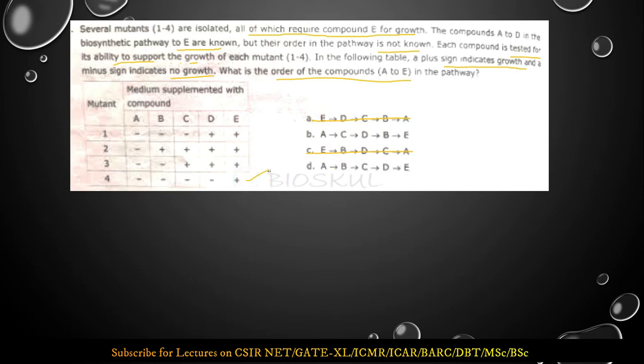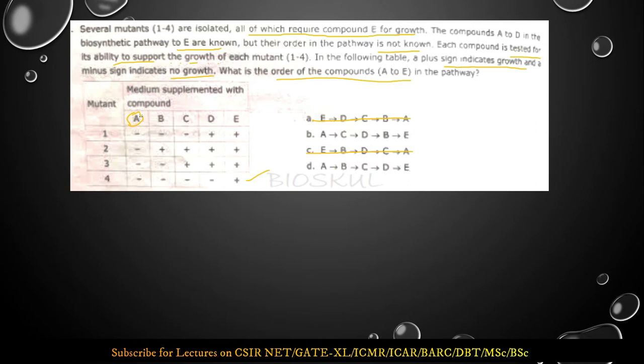That means the initial product will be the one where there is no growth. So out of these 5 compounds, where there is no growth, that is A. Where there is no growth, that means the first product will be A. Then let's look into B, C and D.